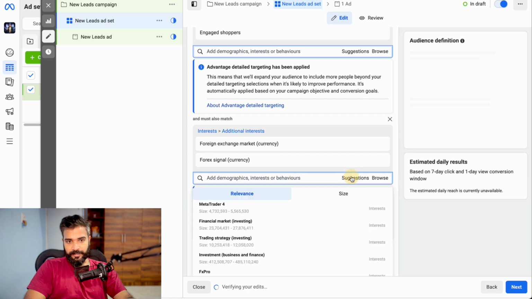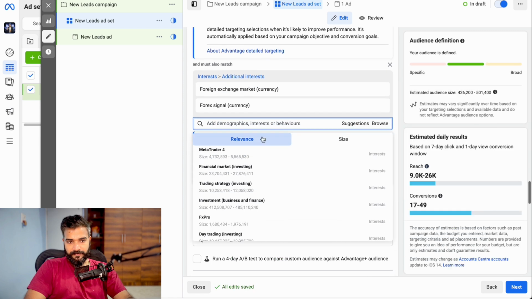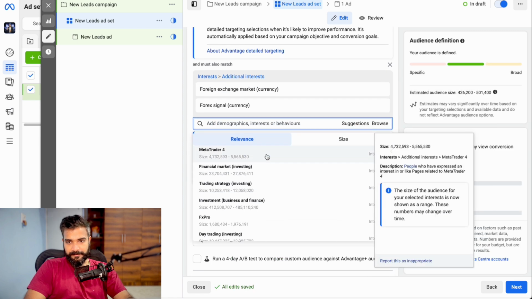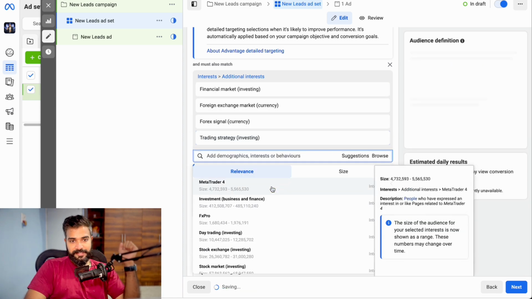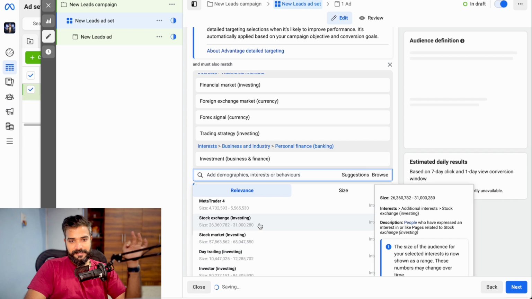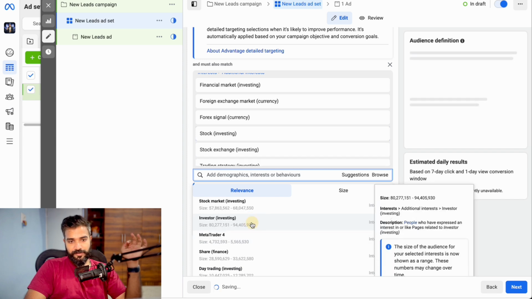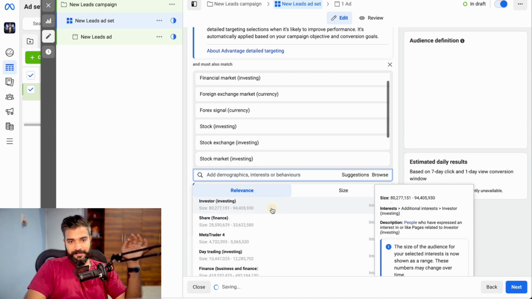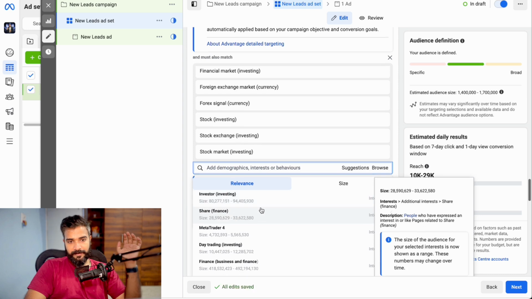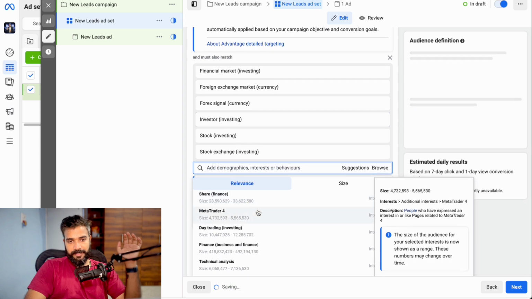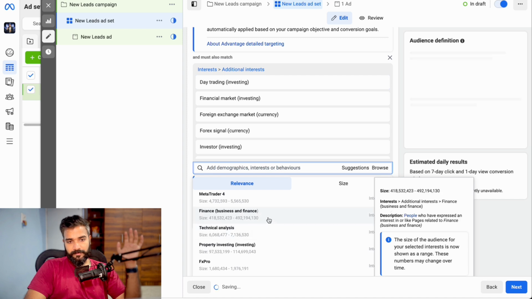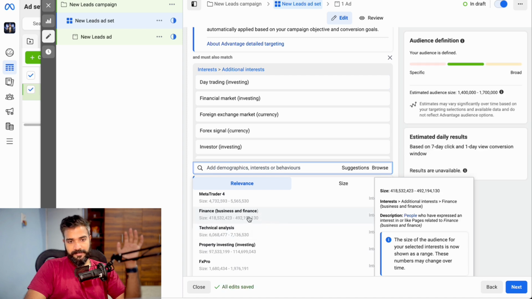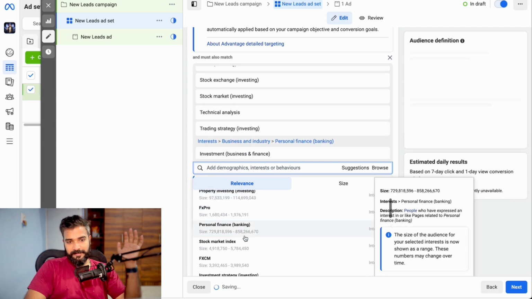So pretty good. MetaTrader 4. What is this MetaTrader 4? It isn't a page, is it? Financial market, investing, trading strategy. We can add all these things. Invest, business, stock exchange, stock investing. You can add all of these because this is a relevant interest. Day trading we can do. We can do finance, business and finance. Not finance per se. Let's say technical analysis is a pretty good one.